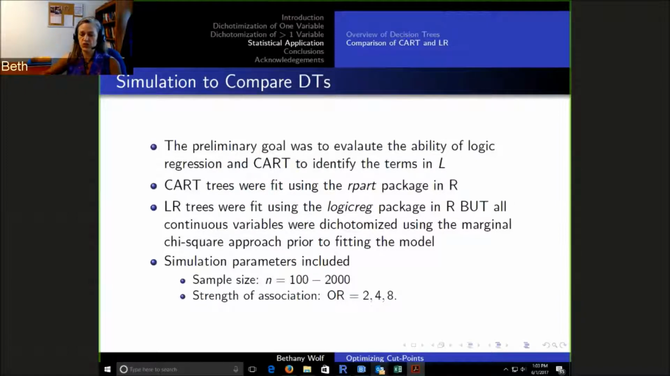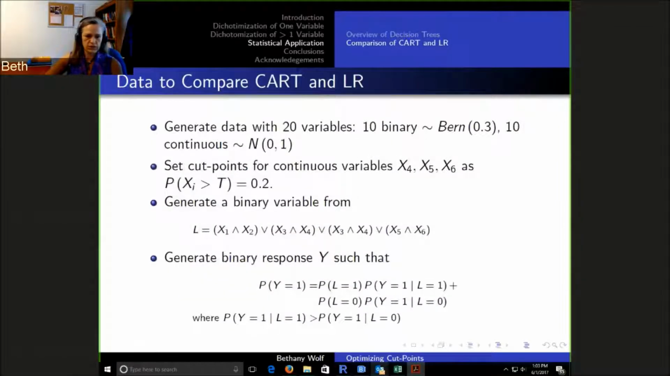And then we just want to show who does a better job of recovering the correct relationships. So in this case, we had 20 predictor variables, 10 were binary, and 10 were continuous. And we wanted to select cut points. We had cut points for x4, x5, and x6 that were set such that the probability of xi greater than t is equal to 0.2. And then we generated a relationship as follows. Okay, so L is equal to the probability of y equals 1.